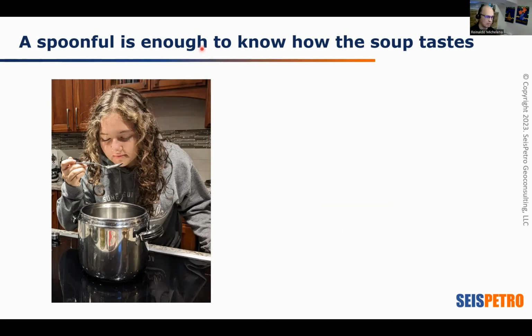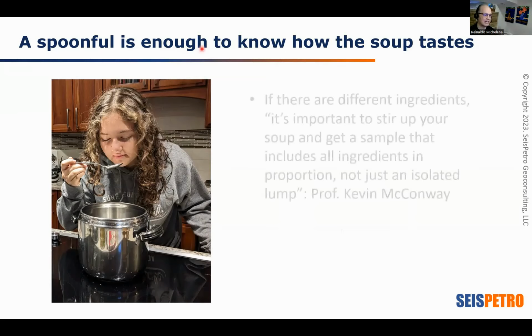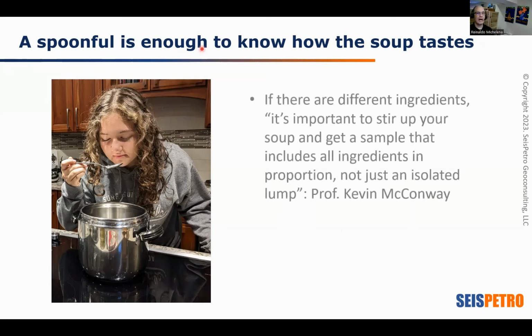But there are caveats with this approach. If there are different ingredients, and I'm going to quote Professor Kevin McConway, a statistics professor from the UK, he says that it is important to stir up your soup and get a sample that includes all ingredients in proportion, and that's the keyword, not an isolated lump. So that tells you right there where the limitations are: if you don't sample your population in proportion, you're going to get into trouble.